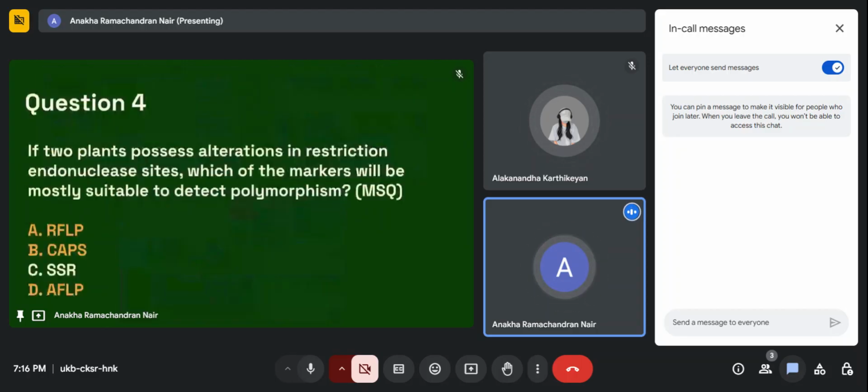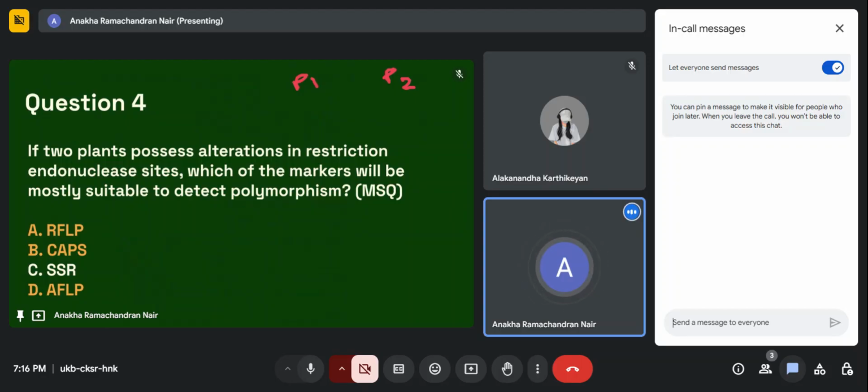Let's see what the answer is. So the answer is RFLP, CAPS, and AFLP. So what they're saying is you have two plants, right? Plant 1 and plant 2, and you have to detect polymorphism, right? So that is a difference between plant 1 and plant 2 in one site, right? One base pair or something like that, right? So you have to figure out which of these molecular markers can be used for that.